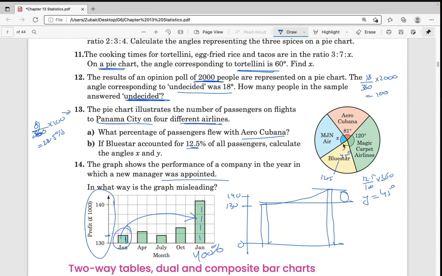Now we have all the angles other than x. So x is equal to 360 minus 81 plus 120 plus 45.